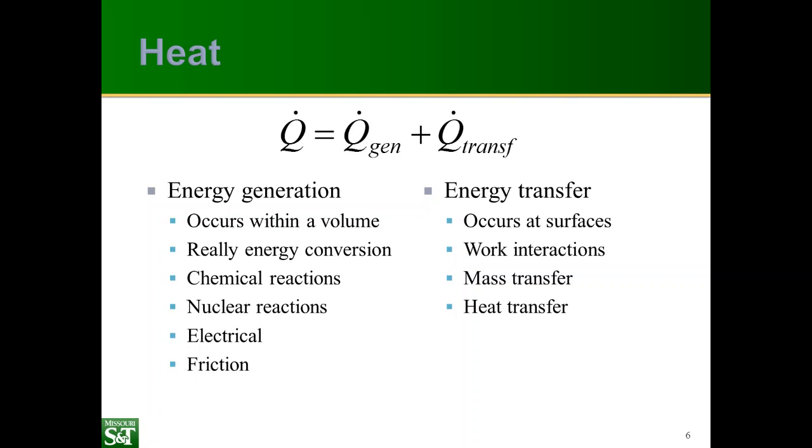Energy transfer is a surface phenomena. So inflow and outflow of energy from the system occur at a surface. We can talk about work interactions, which is what we're going to discuss next. There's mass transfer across the control surface. This is what we call the advection term. That's what we talked about in fluid mechanics. And then we also have heat transfer, which is the rest of this course.